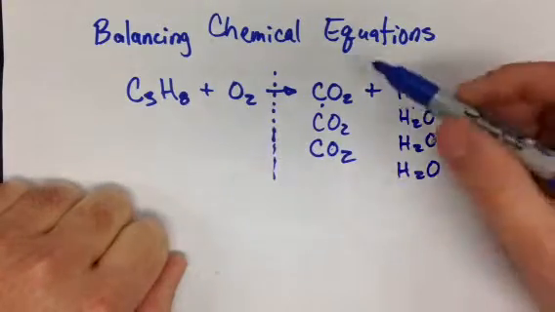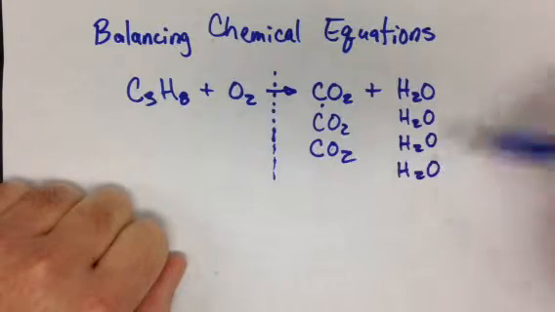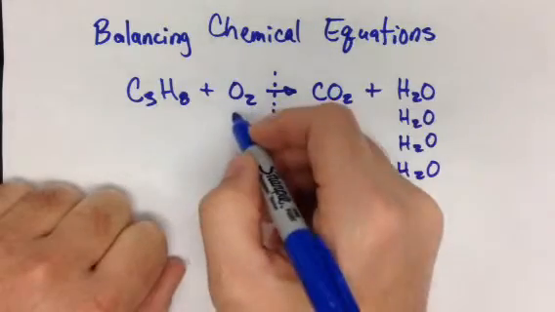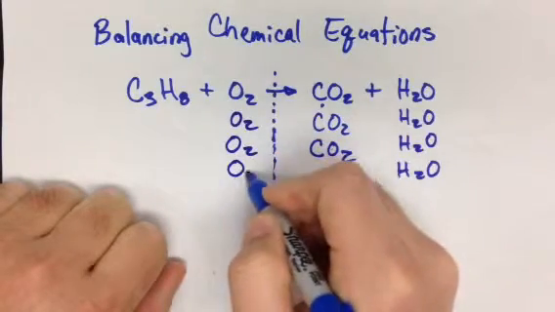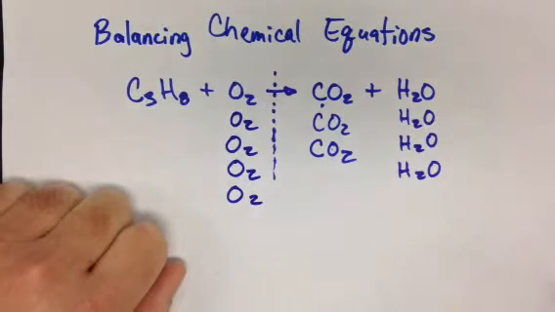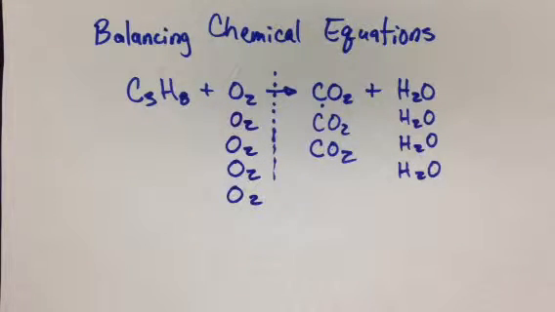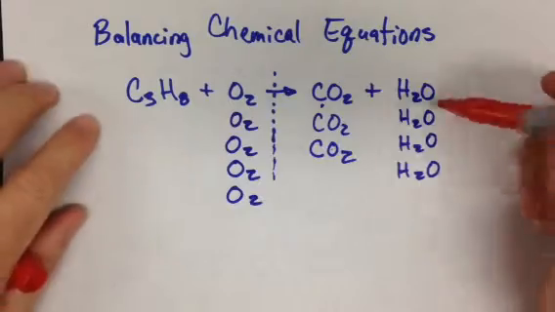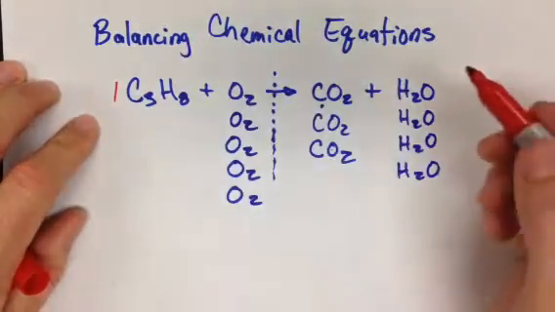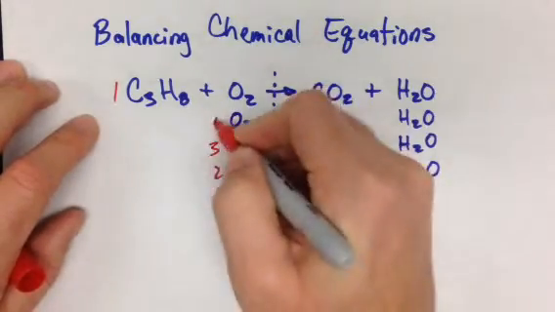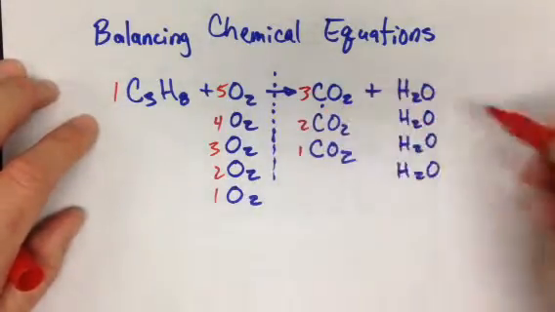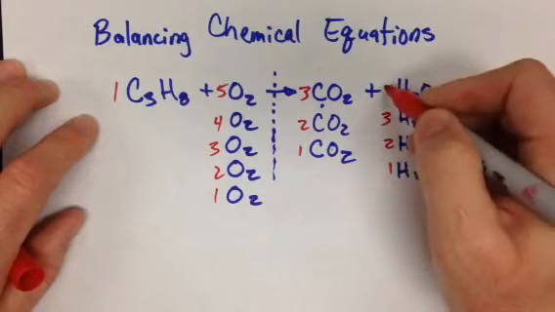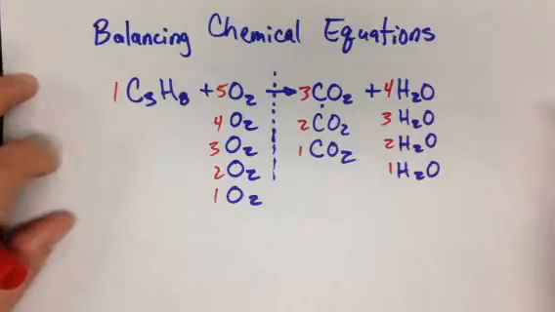We have 2 oxygens on the left, 2, 4, 6, 7, 8, 9, 10 oxygens on the right. Always and only, add to the side that has less. Giving me 4, 6, 8, 10 oxygens. The last step in balancing this chemical equation is going to be to quantify how many units or how many molecules of everything I needed. I only needed 1 molecule of this. I needed 1, 2, 3, 4, 5 molecules of O2 gas. I needed 1, 2, 3 molecules of carbon dioxide gas. And I produced 4 molecules of water vapor.